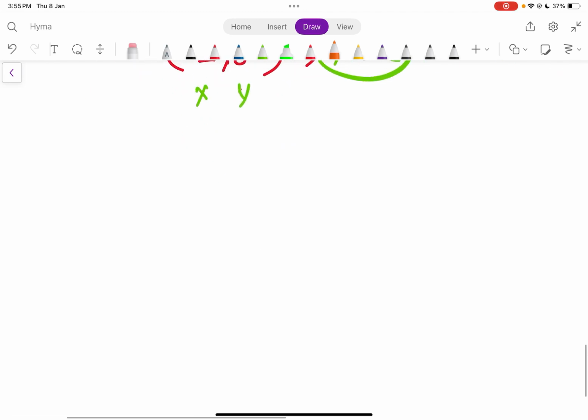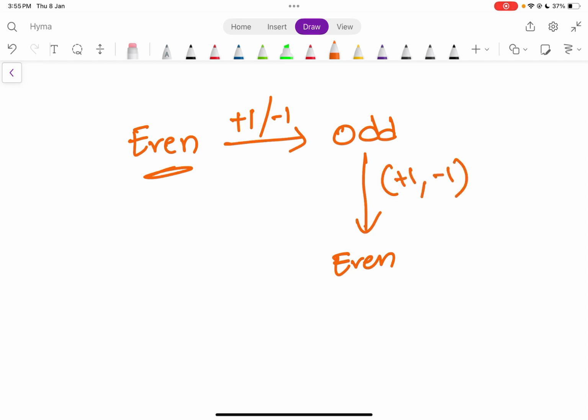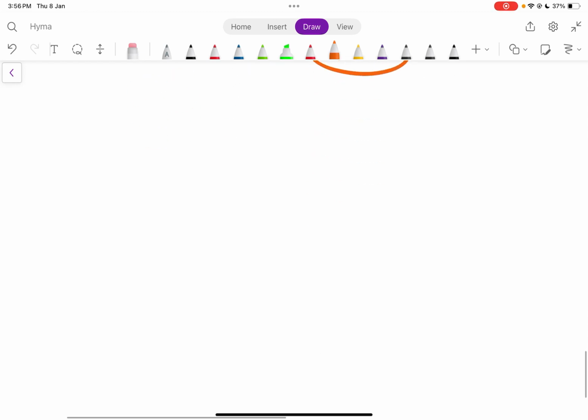x is changing. Let's say if the current value is even, then after the next operation the parity will be odd, and after its next operation the odd will again change to even, because plus 1 or minus 1 on an even number will change that to an odd number, and plus 1 or minus 1 on an odd number will change that into an even number. So we can say we can form a cycle here. Let's now try to relate this to the main initial states.